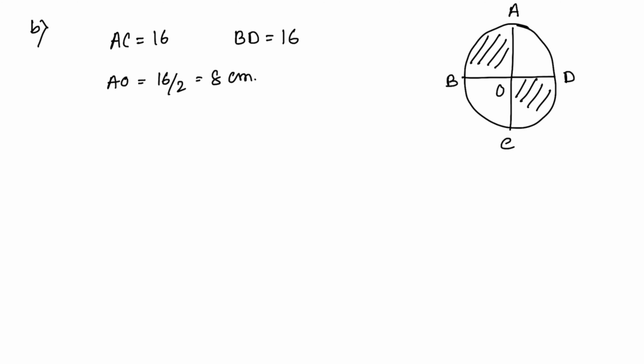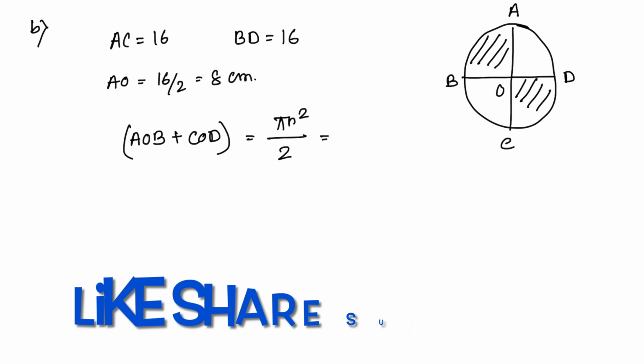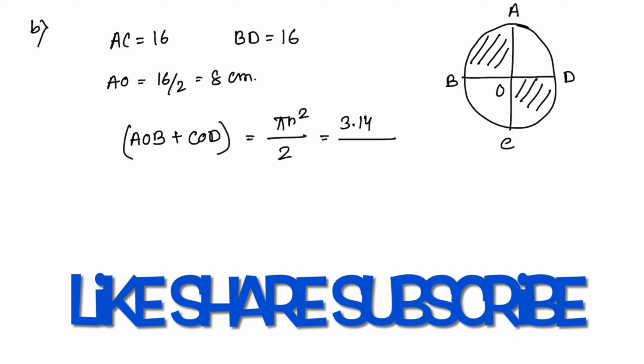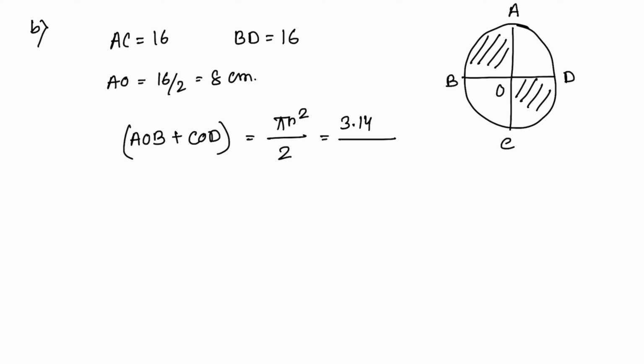Here you know that the area of this portion is area of AOB plus area of COD. This portion equals, you know, pi r square by 2. Now as pi, you can write 3.14, because 22 by 7 equals 3.14, then 8 into 8 by 2. So 2 cancels out with 8, it becomes 4. Now 3.14 into 8 into 4 becomes 100.48 centimeter square as your first answer.